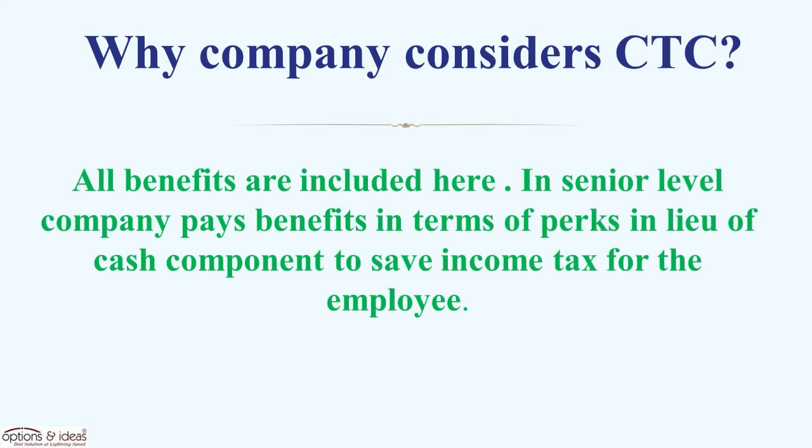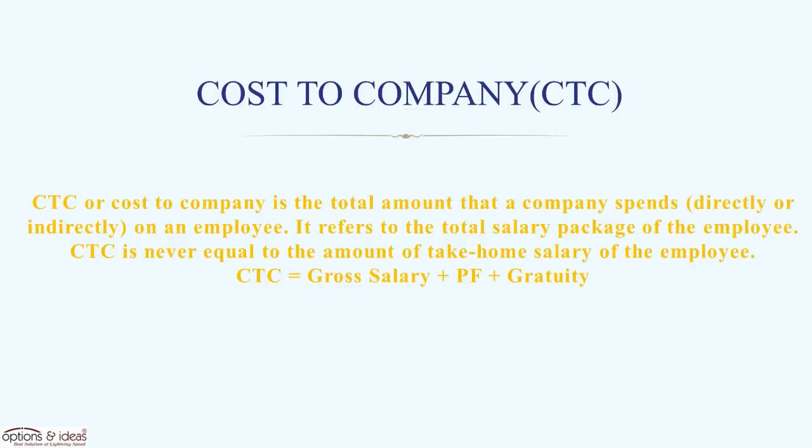At senior levels, the company pays benefits in terms of perks in lieu of cash component to save income tax for the employee. CTC, or cost to company, is the total amount that a company spends, directly or indirectly, on an employee. It refers to the total salary package of the employee. CTC is never equal to the amount of take-home salary of the employee. CTC equals gross salary plus PF plus gratuity.